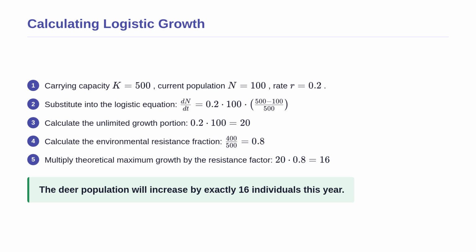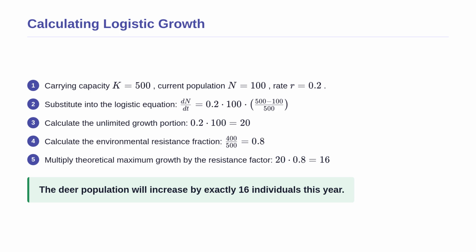Next, we evaluate the environmental resistance inside the parentheses. 500 minus 100 leaves 400 unused spots, which divides by 500 to give 0.8. This means the environment is operating at 80% of its maximum potential. Multiplying 20 by 0.8 gives us exactly 16. The environmental limits actively suppress the growth from 20 down to a realistic 16 deer.